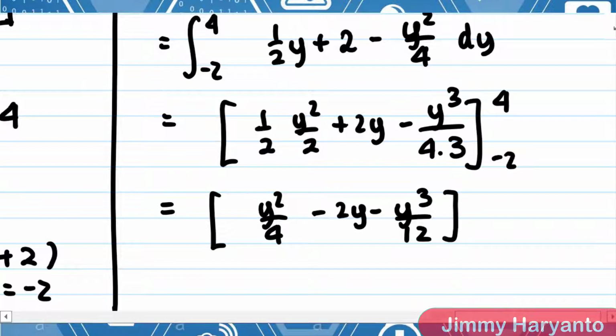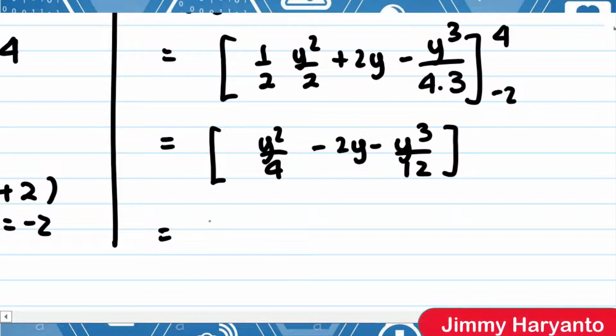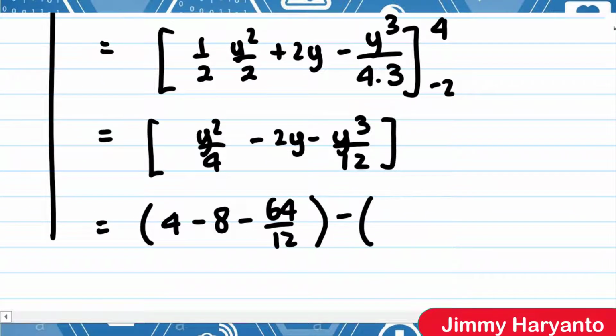Over 12. Okay, and then plug in the 4. 4 squared is 16. 16 divided by 4 is 4, minus 2 times 4 is 8, minus 64 divided by 12. Just leave it like that, and then minus it with the negative 2. Negative 2 squared is 4. 4 divided by 4 is 1, and then this one is plus 4, and that one is plus 8 over 12.